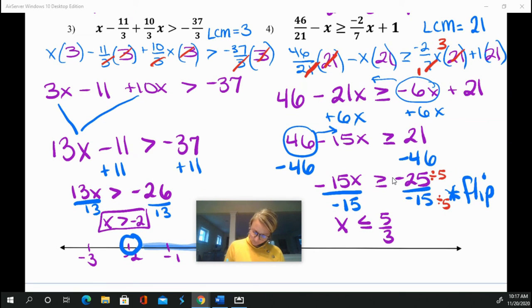So to graph, 5/3 is equal to 1 2/3. So we can still use whole numbers on our number line. Let's put 0, 1, 2. 1 2/3 is going to be in between 1 and 2, closer to 2. And it's going to be filled in because it's equal to. And it's all values less than, so we shade to the left.